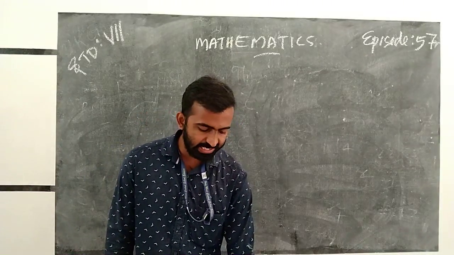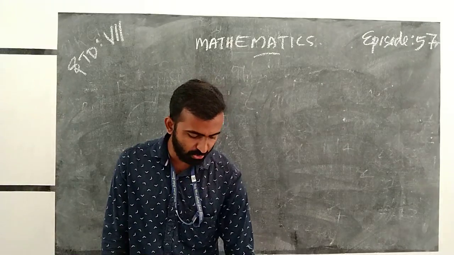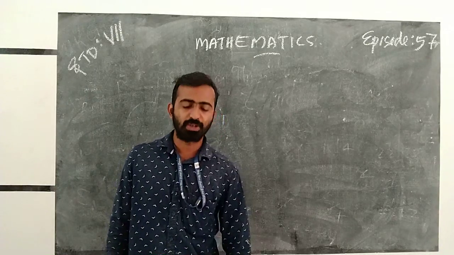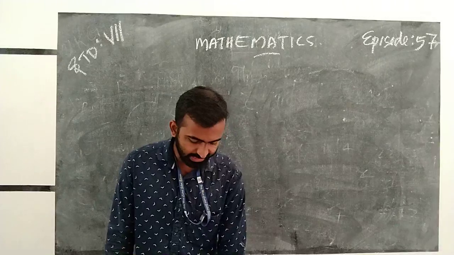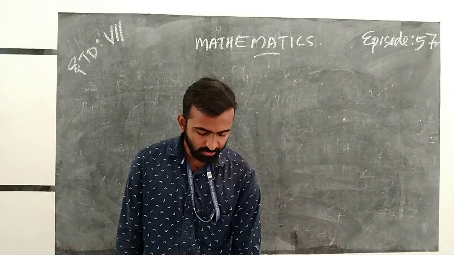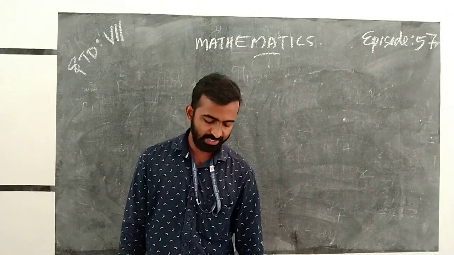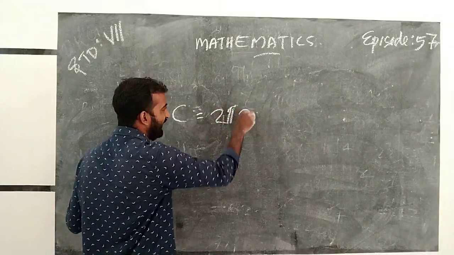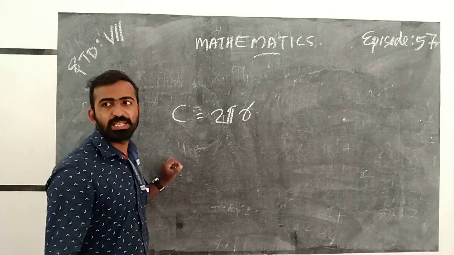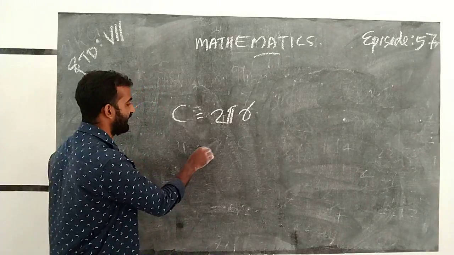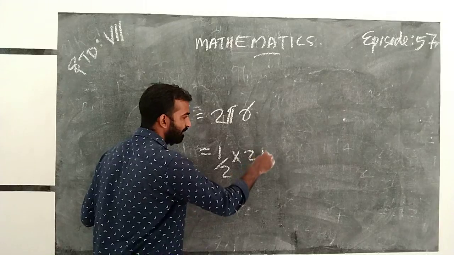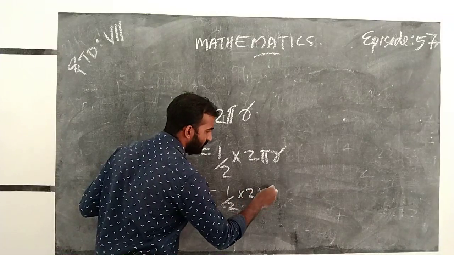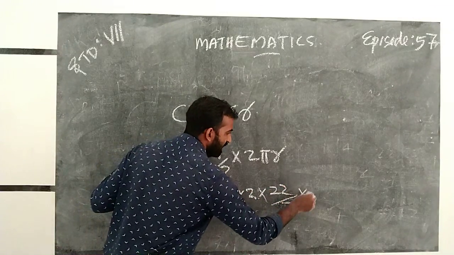Sushantu divides a circular disc of radius 7 cm into 2 equal parts. What is the perimeter of each semicircle disc? Use pi equal to 22 by 7. We already know that the circumference of a circle with radius r is 2 pi r. We want only the semicircle's circumference, so we take 1 by 2 into 2 pi r. That is 1 by 2 into 2 into 22 by 7 into 7.